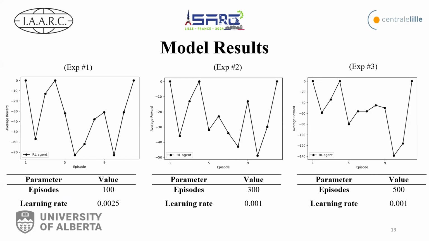So these are the results of our model. We performed 2 more experiments with different hyperparameters to see the impact on the model. Experiment 2 shows a relatively improved result, as the lowest average reward reached approximately -50 when compared to the first experiment, where the lowest average reward reached approximately -70. And in experiment 3, we can see that the lowest average reward reached approximately -140, which is the lowest among the 3 experiments.